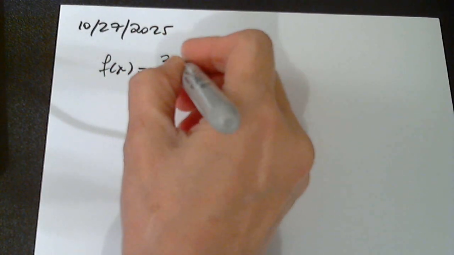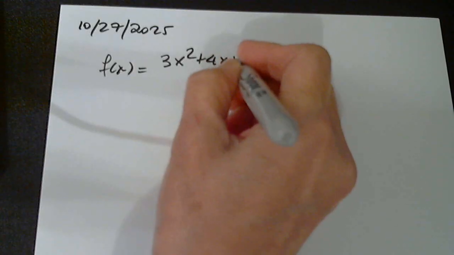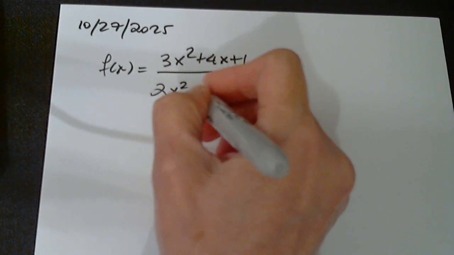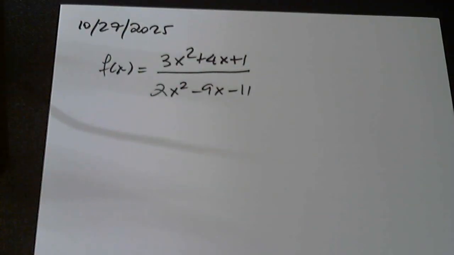It's this one. We don't see it yet. Oh, now we see it. Find any horizontal or vertical asymptote. So we have f of x equals 3x squared plus 4x plus 1, and everything divided by 2x squared minus 9x minus 11. Perfect.